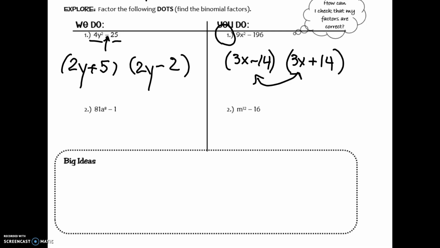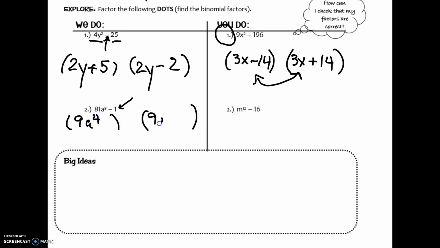Now moving on to another example, you're going to see how this example is slightly different. When I factor this, a lot of people forget that 1 is a perfect square, but in fact it is. So 1 times 1 is 1, which makes 1 a perfect square. Please don't forget that. So here, 81a to the 8th, I would split that up as 9, because the square root of 81 is 9.